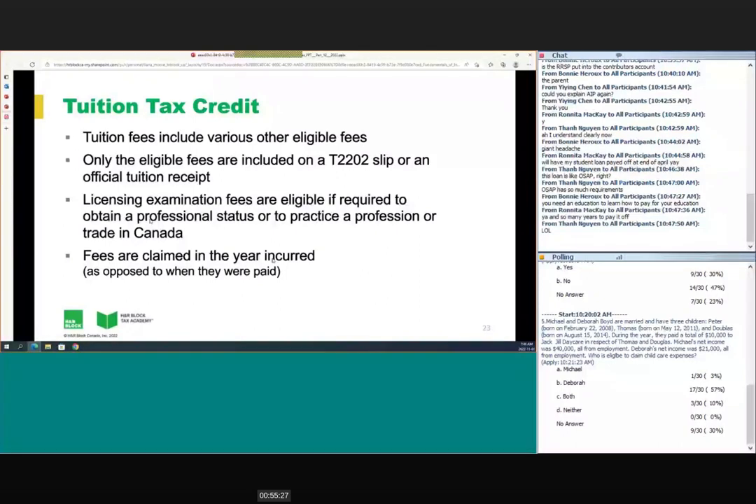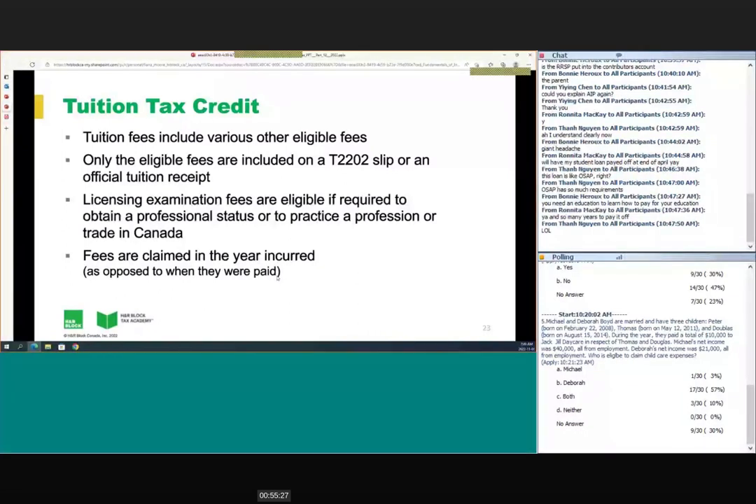Fees are claimed in the year incurred as opposed to when they were paid. So you could have a student who goes to school between September and April, and maybe all the fees for the whole year are paid in September. You can only claim the fees for the first 4 months. So that would be from September to December, and if you paid the fees for the next term in the winter, that will be claimed in the winter term.